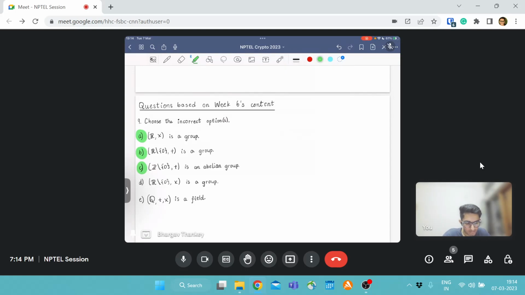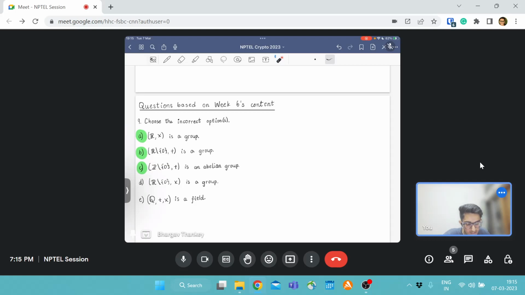Okay, so let's just go over all of these ones to ensure that everyone has understood. So R comma multiplication is not a group because in a group, for every element, you need an inverse. That is, for every x in R, 1 over x should be in R. But when x is 0, 1 over 0 is not a number, so it's not in R. So 0 does not have any inverse, and so R comma multiplication is not a group.